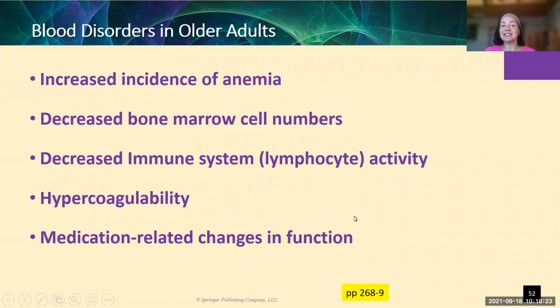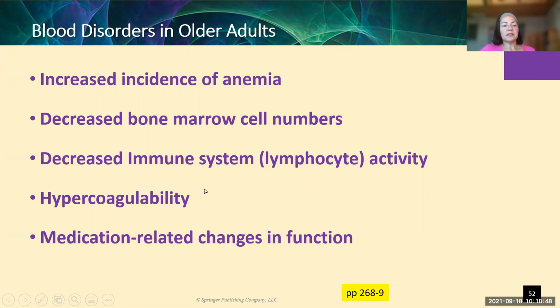And finally, blood disorders in older adults. We see a lot of anemia in older adults. Decreased bone marrow cell numbers. They're just not making as many cells. We talked about this actually when we were in the immune system. We said there's decreased lymphocyte activity, so that cellular immunity side of things really starts tanking as we get older.